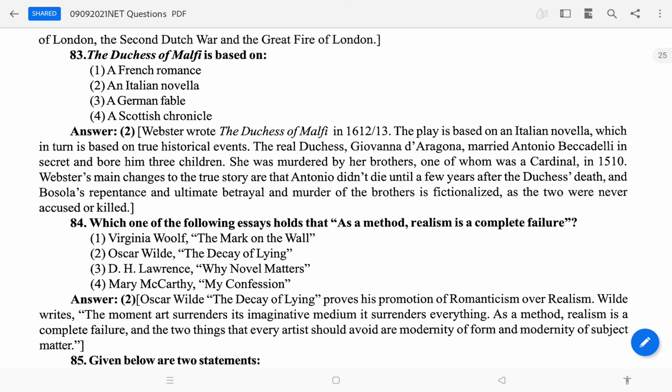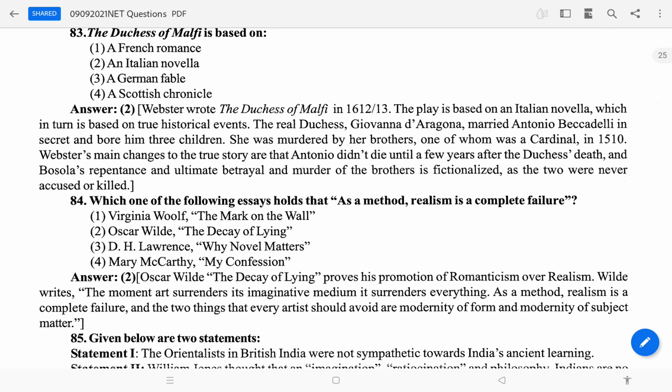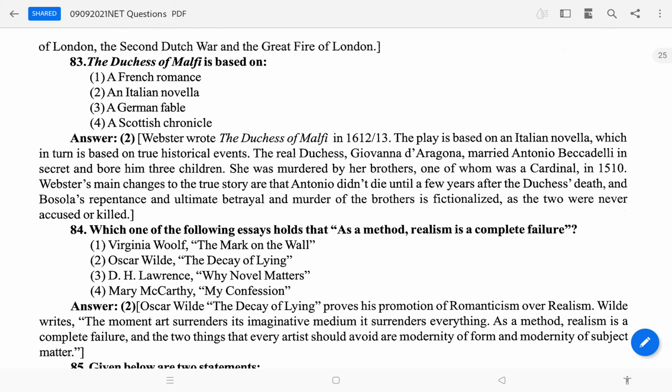The Duchess of Malfi, question number 83. The Duchess of Malfi is based on, and the answer will be two, an Italian novella. Webster wrote The Duchess of Malfi in 1612 or 13. The play is based on an Italian novella, which is based on true historical events. The real Duchess Giovanna d'Aragona married Antonio Beccadelli in secret and bore him three children. So the Duchess of Malfi's story was taken from an Italian novella.